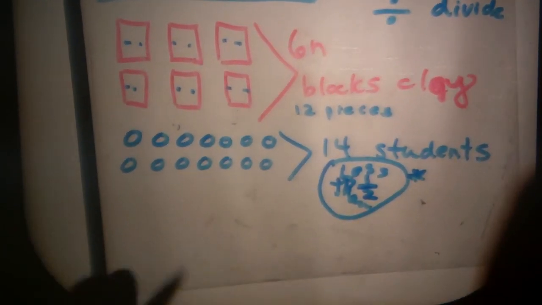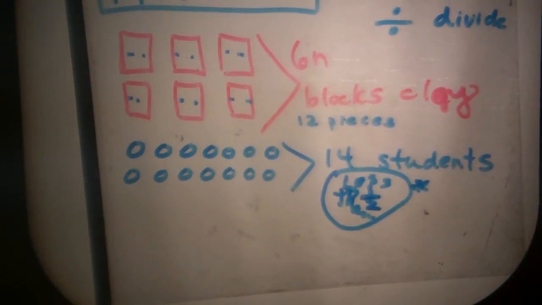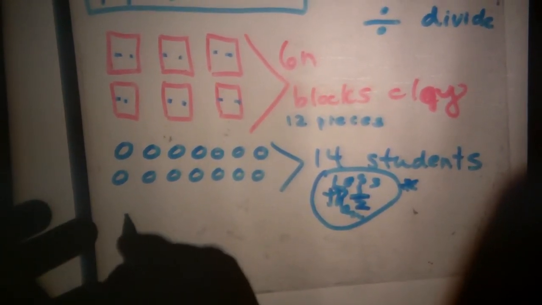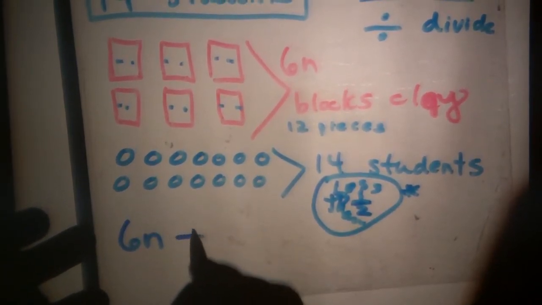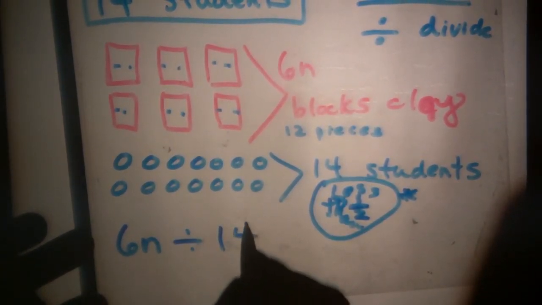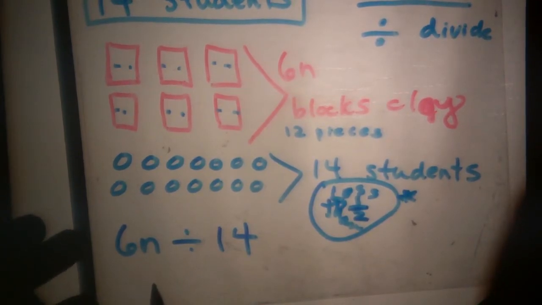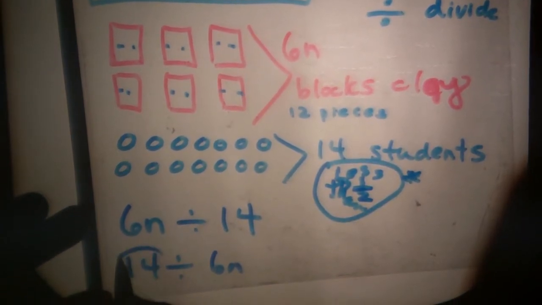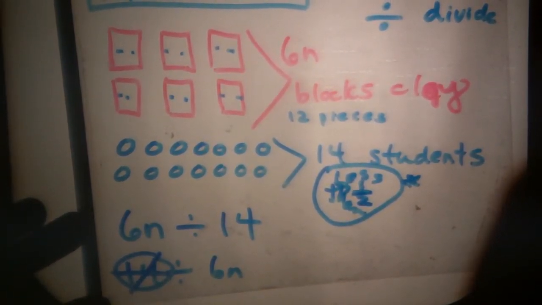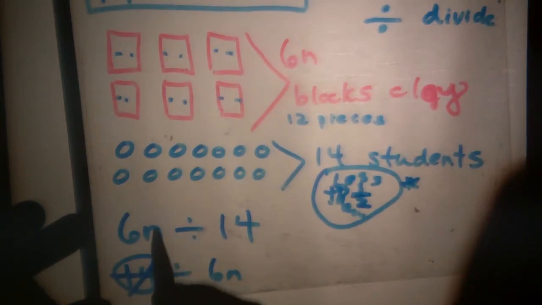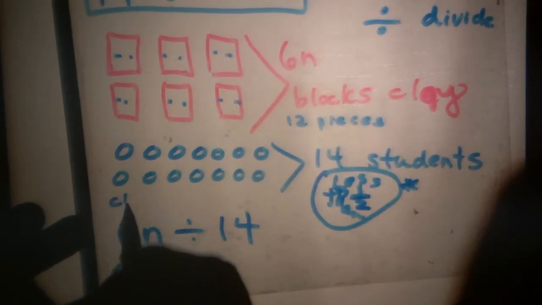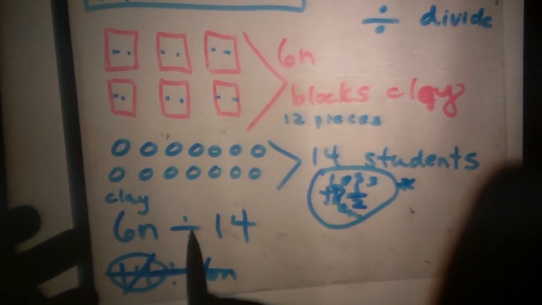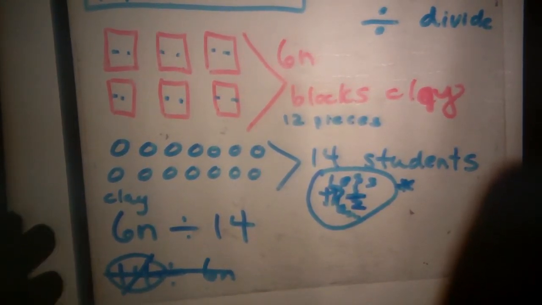Alright, so now let's do our problem. I have to set this up in an equation. I know that 6n needs to be divided by my 14 students. Because what am I dividing? I can't turn around and say 14 divided by 6n. Am I dividing the students in half? Oh no, that wouldn't be nice. I'm dividing the clay. This is the clay. I can only divide the clay. I'm dividing the clay amongst the 14 students.